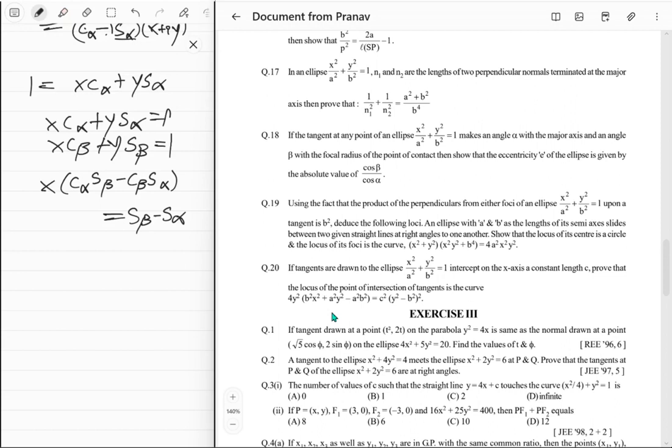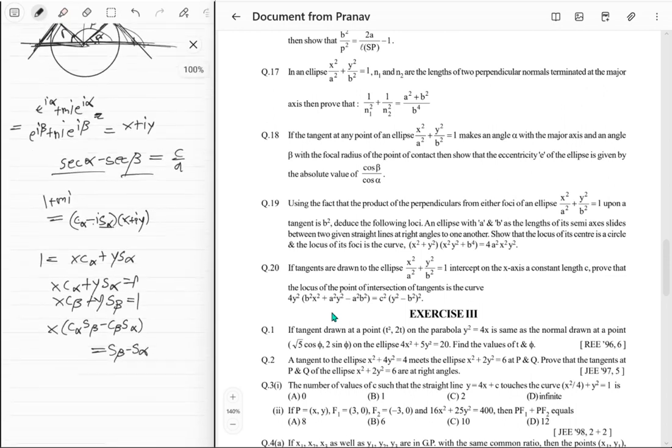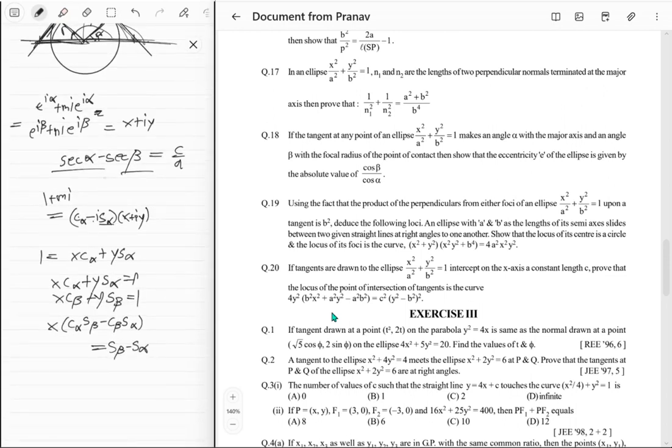So fine, you'll get x and y and whatever. You have to put them in here, you know. Sure. Secant of minus secant beta. How do I get that? Similar you can do for y as well.